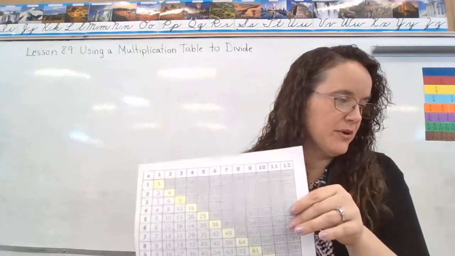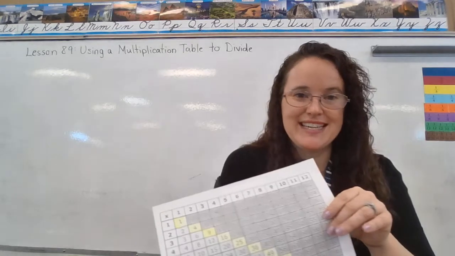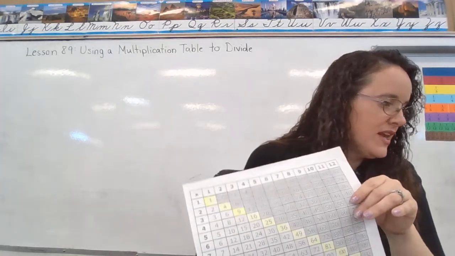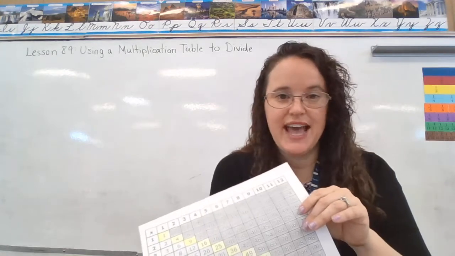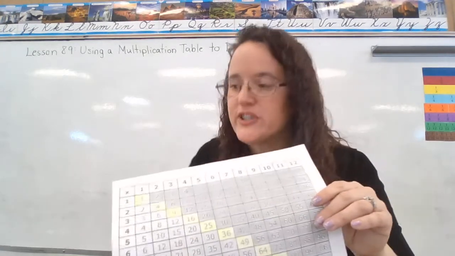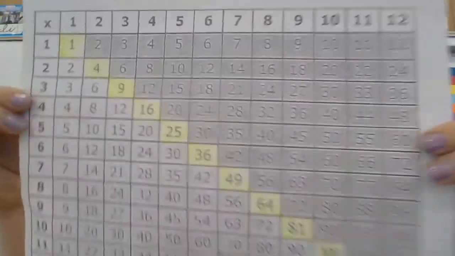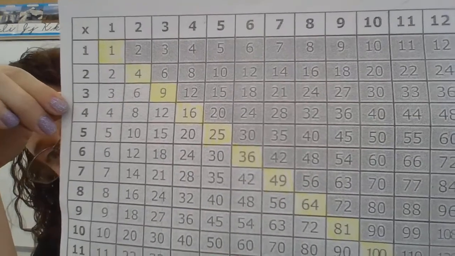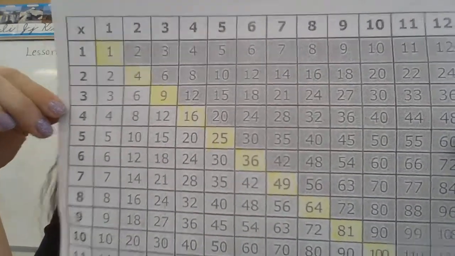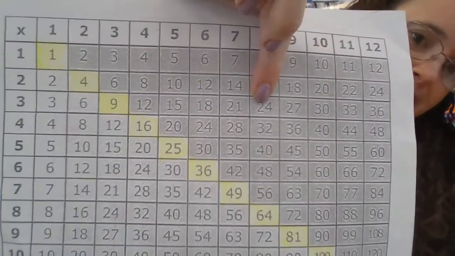So for our first example, for an art project, 24 students will sit at 6 tables. If the students are divided equally, how many students will sit at each table? The first thing we need to do is find 24 somewhere in the middle of our multiplication table. There's a couple options. You're going to see 24 a couple times. So I'm going to start, let's say, with this one.